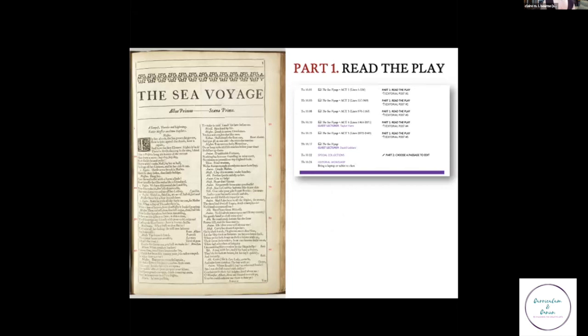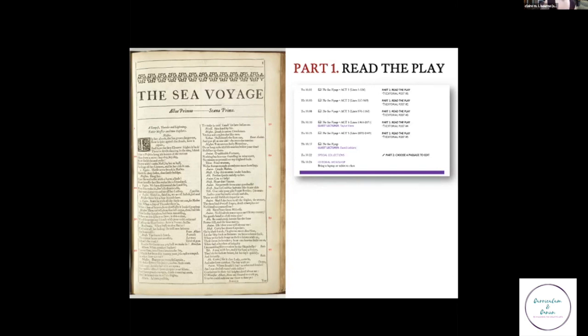So we started by reading the play. I provided them with a PDF of the play from the Penn State Special Collections. And I added line numbers so that we could orient ourselves. So you'll see those in red here. We read the play together. And each day they had to produce an editorial post, which was really about 1 or 2 lines of text. I'll talk about that in a second.